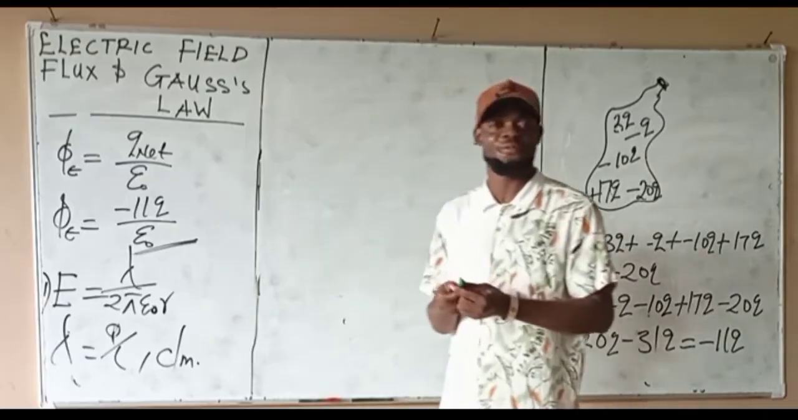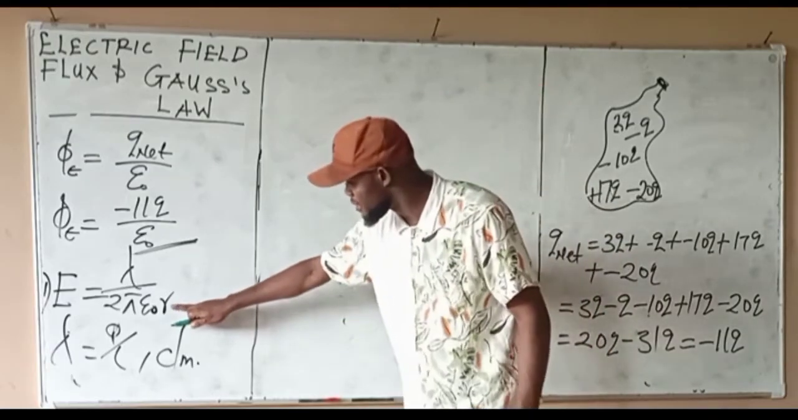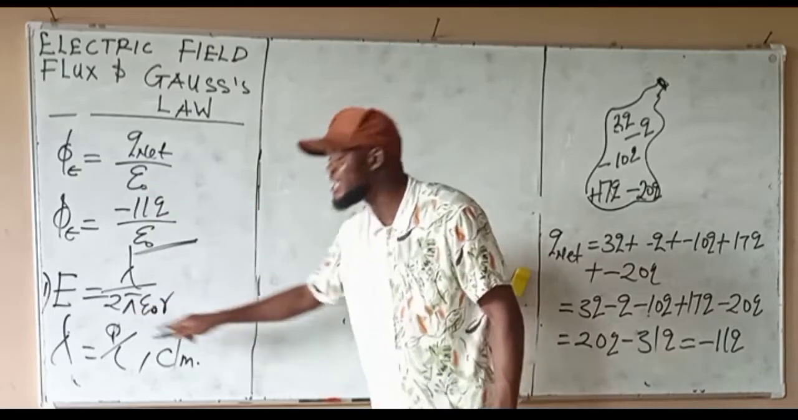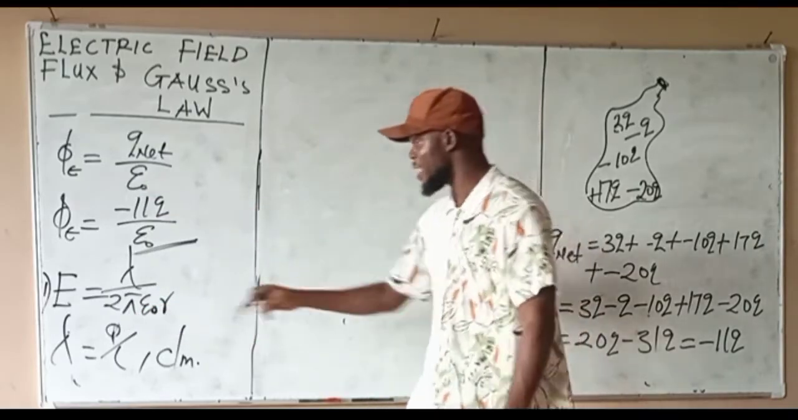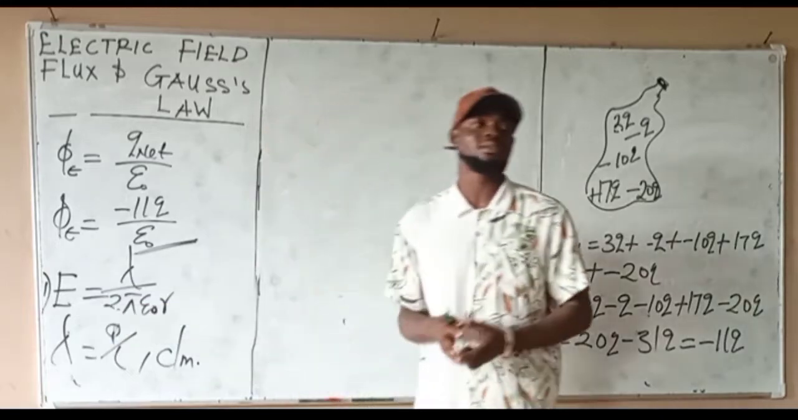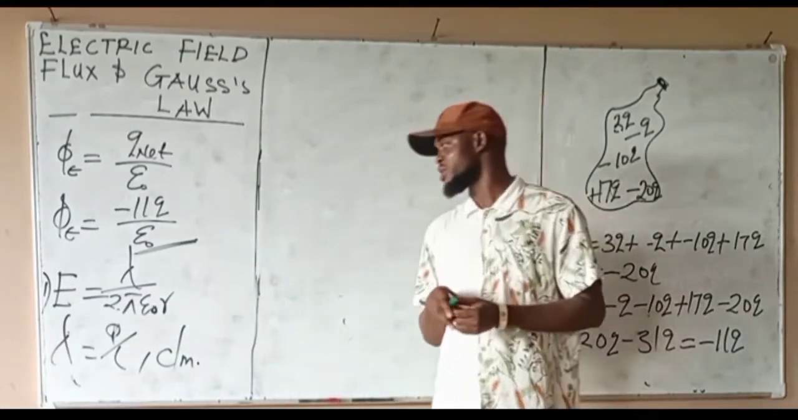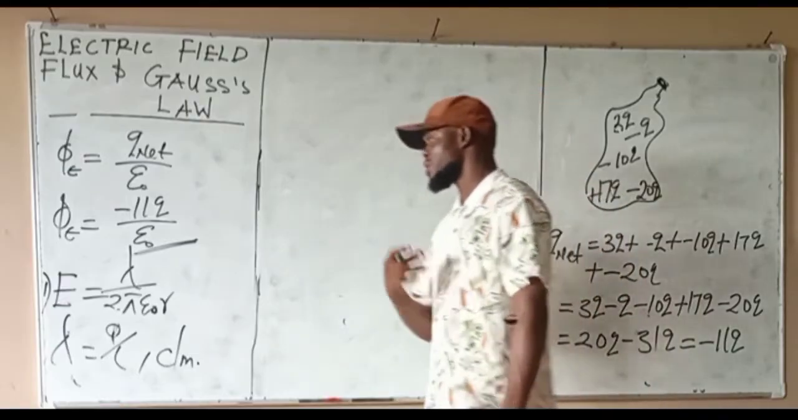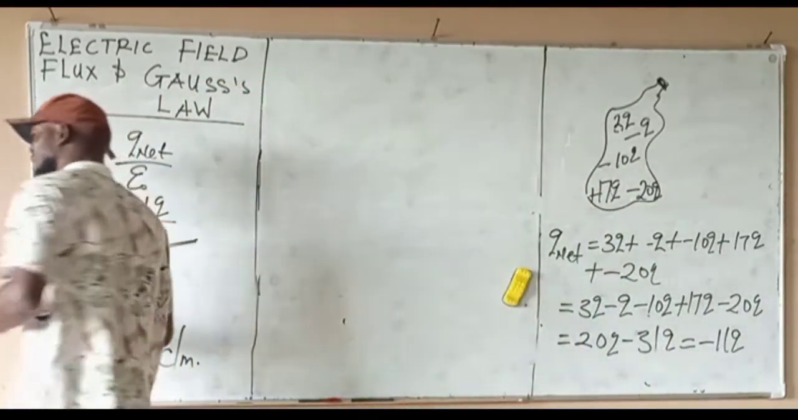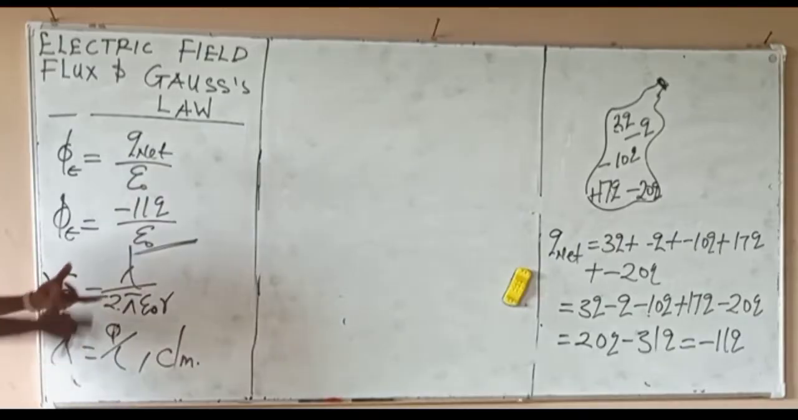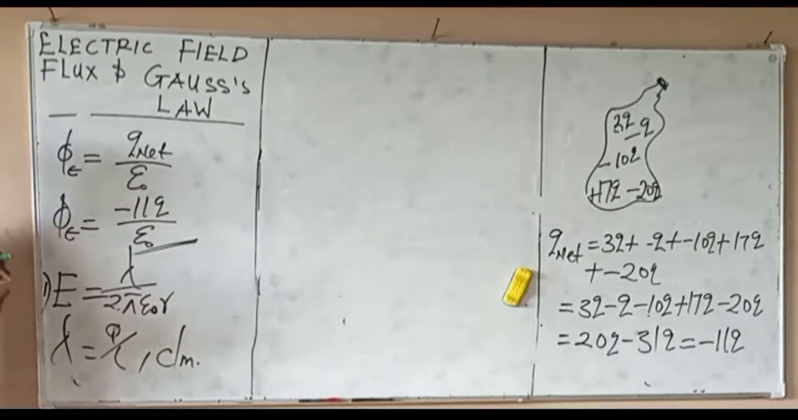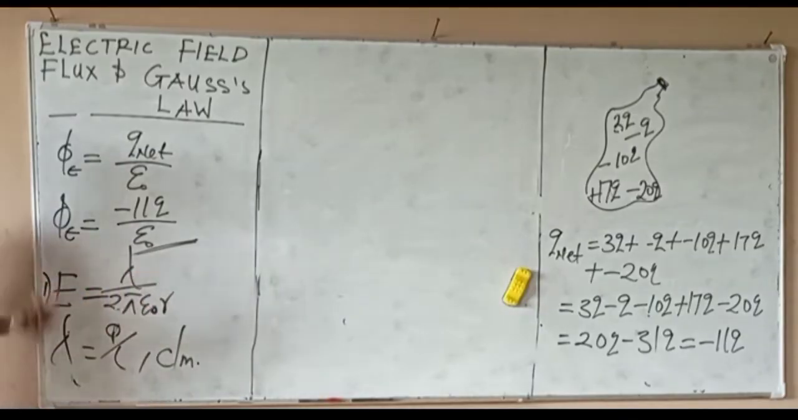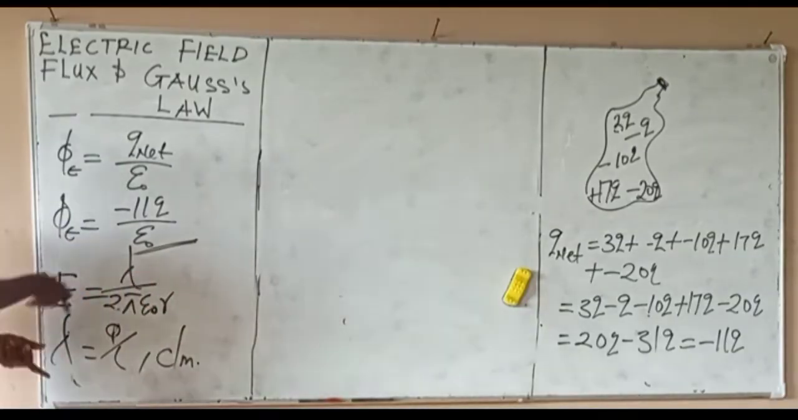r is the distance between the field point and the wire. Epsilon naught is still the same thing. Pi is 3.142, and 2 is 2. E is the electric field due to the wire we are talking about. So if I ask you, what is the electric field due to a wire, or due to lines of charge, we solve it this way.